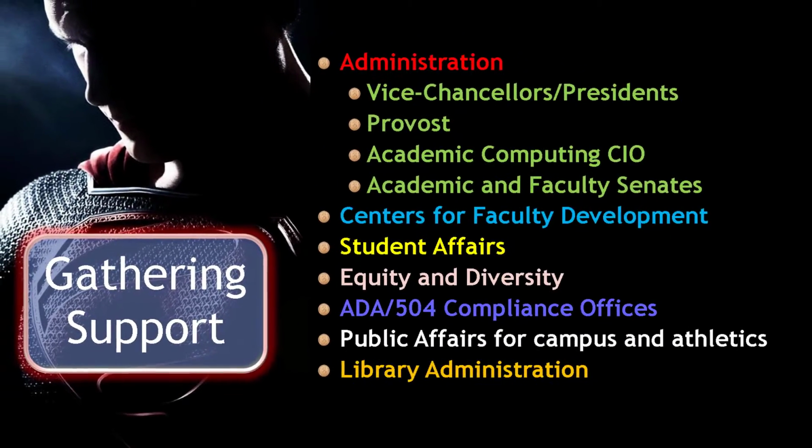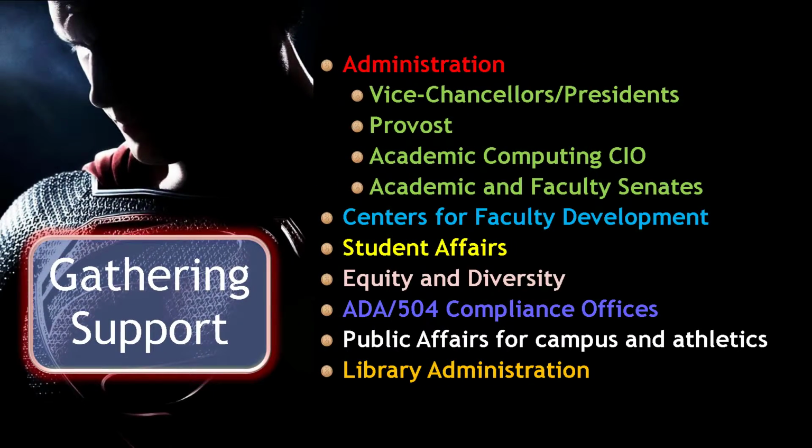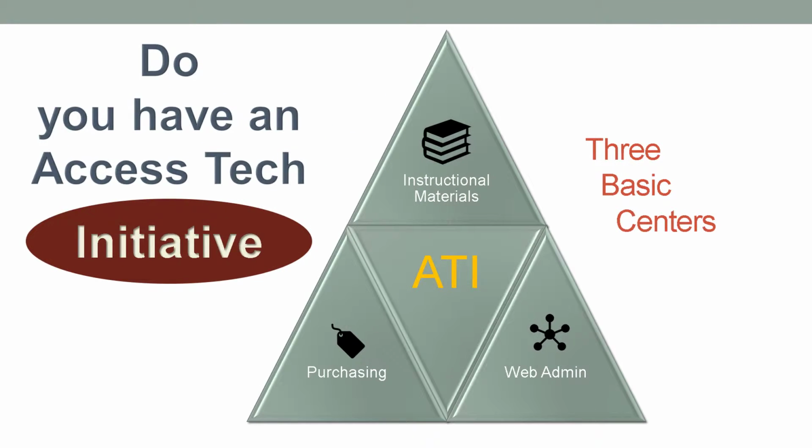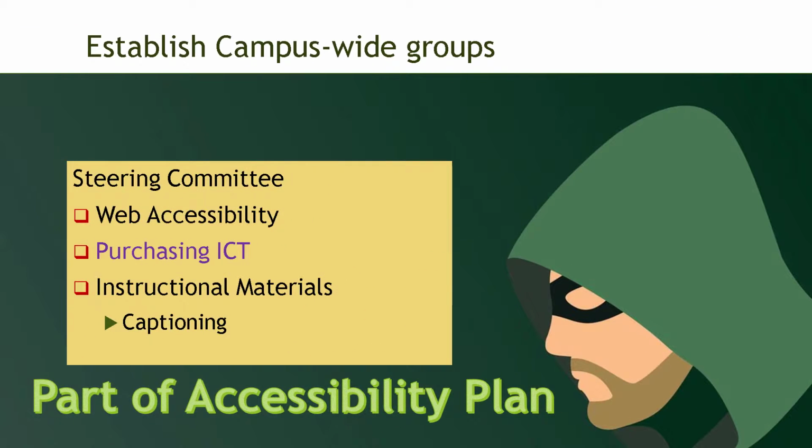Do you have an Access Tech initiative on your campus? Such an initiative would cover 3 areas: instructional materials, purchasing, and web administration. Each one of these areas is a key area to cover with an initiative. By establishing a campus-wide group, you are able to cover all 3 areas all at one time and divvy out the work accordingly.